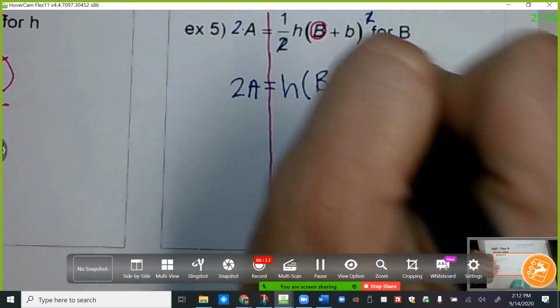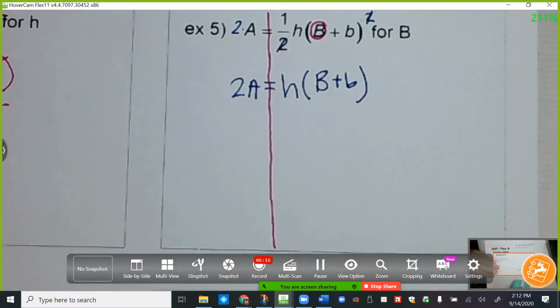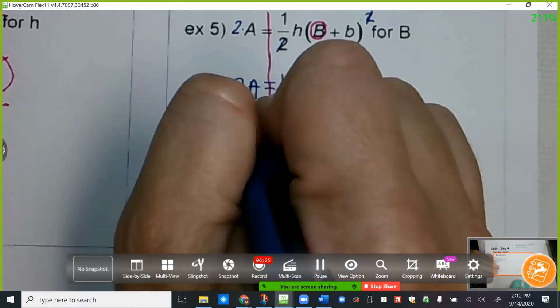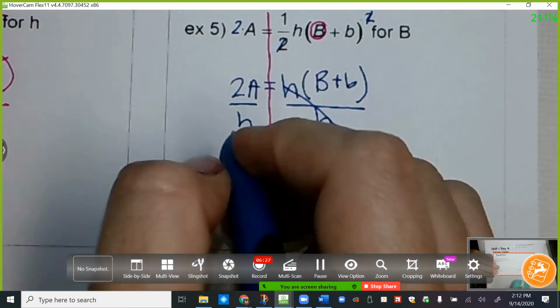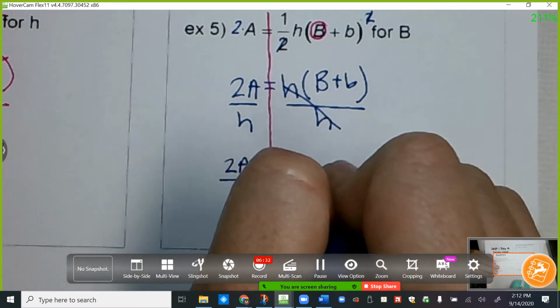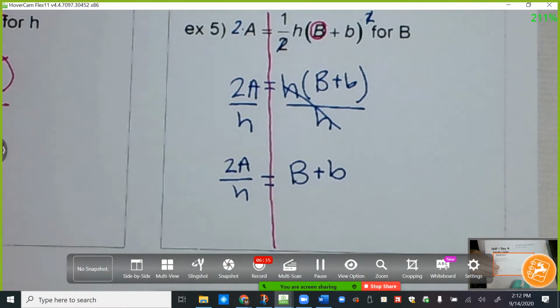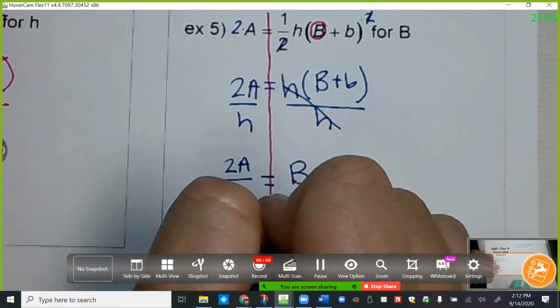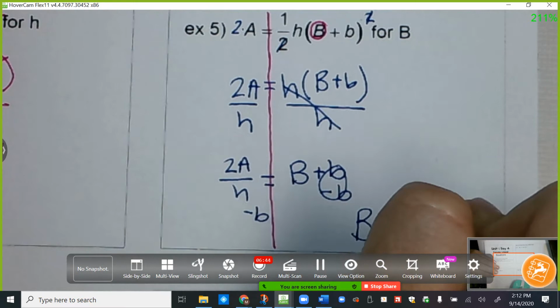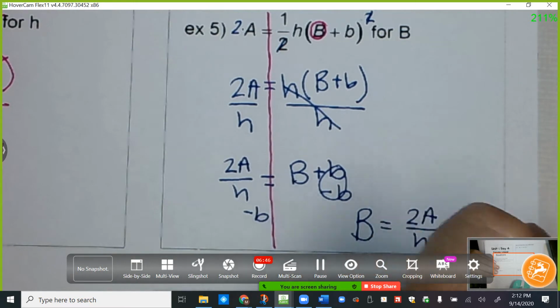Now, before I can get that b by itself, I have to get rid of the parentheses. What is preventing me from getting rid of the parentheses? The h. So how do I get rid of that h? Divide. So those h's cancel. I get 2a over h equals b plus b, because now I don't need that parentheses. There's nothing in front keeping it. So we're just going to subtract the little b, and we're done. So b equals 2a over h minus b.